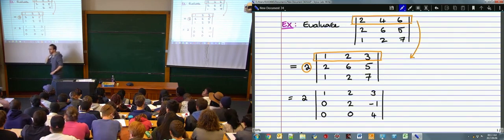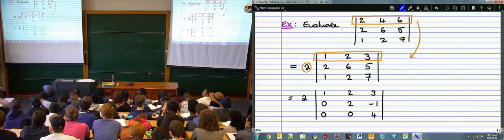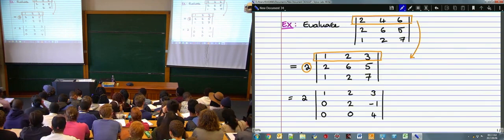All right, yes? Why does the scalar only affect the 1 row and not the entire matrix? Okay, so that scalar affects only 1 row, not the entire matrix.